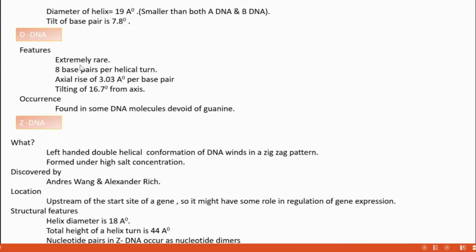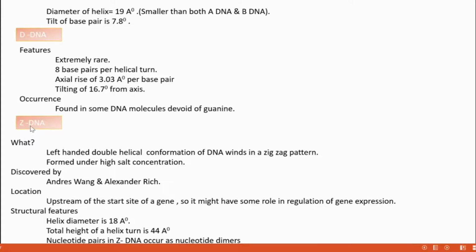Its feature: it is very rare, extremely rare. In this type of DNA, in one helical turn 8 base pairs are present. And what's the distance between base pairs? Axial rise, it is 3.03 Angstrom. And the tilt of one base pair from the axis is 16.7 degrees. Where is it found? In DNA molecules that are devoid of guanine. Guanine-deficient DNA exists in D-DNA form.